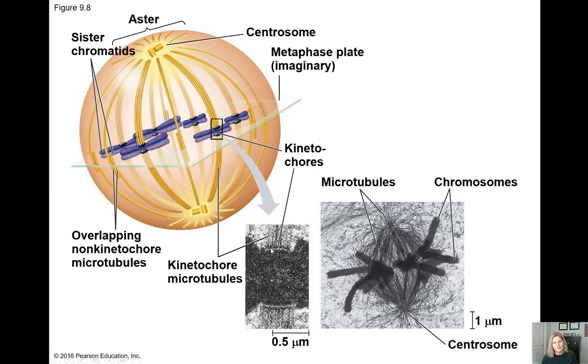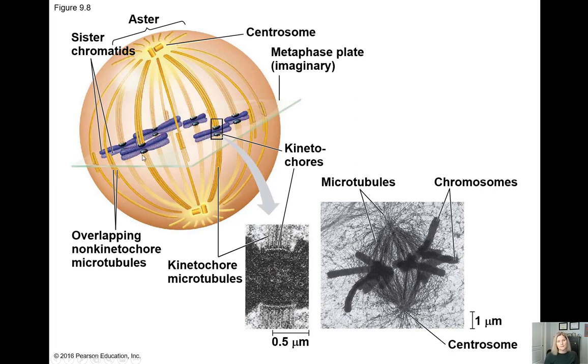So here's just a kind of a view of it. So that's the kinetochore. So that's where the mitotic spindle is attached. And notice each sister chromatid has their own kinetochore. Okay, so the mitotic spindle is not attaching to the entire chromosome, it's just attaching to an individual region of the sister chromatid.